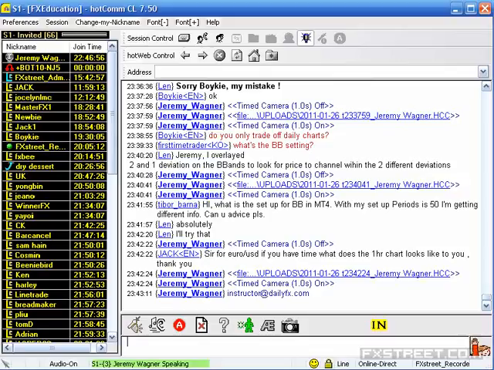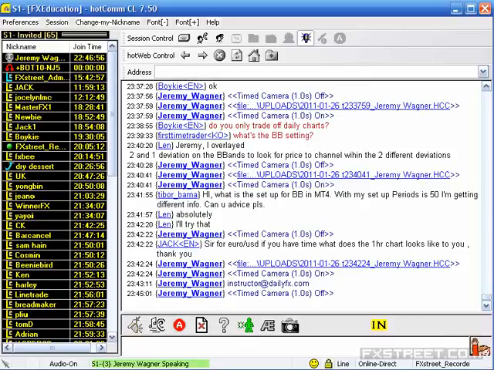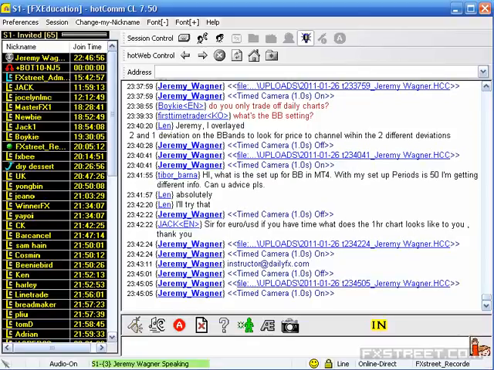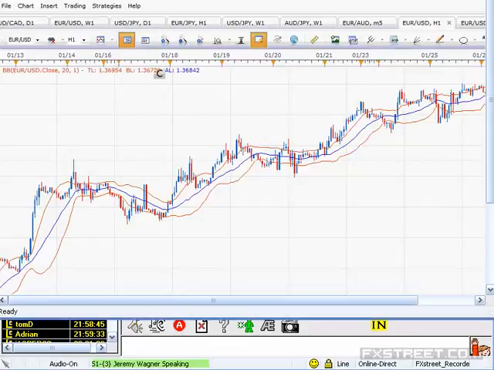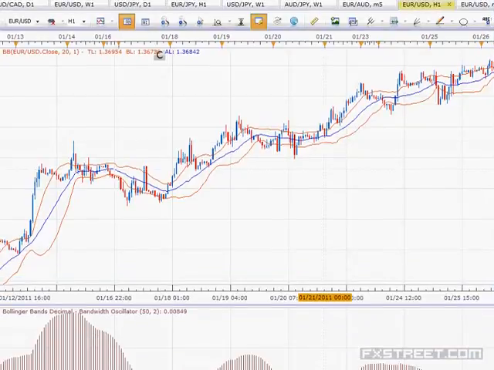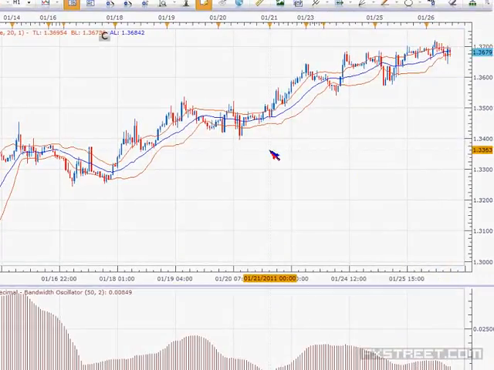And Jack's asking about the euro dollar 1 hour time frame. Let's just give this a quick analysis. What exactly are you wanting to see on the 1 hour time frame, Jack? Is there something specifically that you're looking for? Taking a look here.